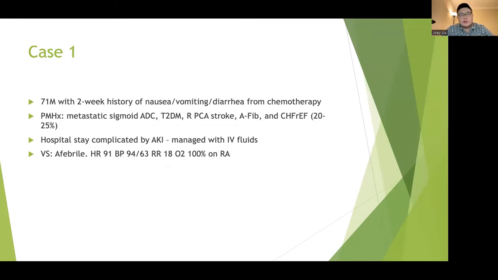So far, his hospital stay has been complicated by acute kidney injury, and he has been receiving IV fluids. Prior to my assessment, the patient was seen in Emerge. He was afebrile, heart rate of 91, blood pressure on the softer side at 94/63, but he was breathing on his own and maintaining good oxygen saturations.